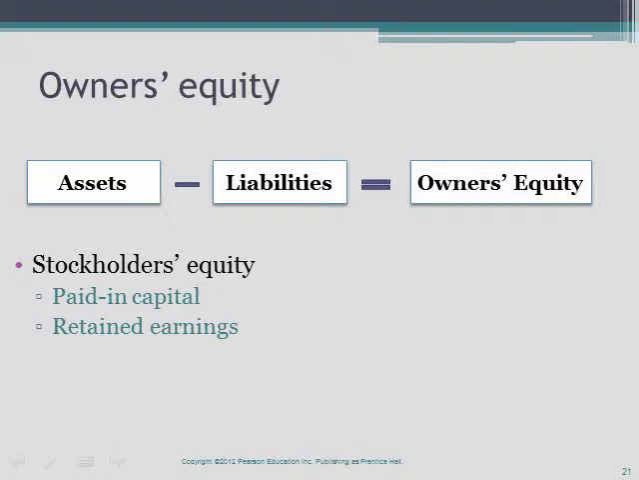Owner's equity of any business is its assets minus its liabilities. We can write the accounting equation to show that owner's equity is what's left over after we subtract liabilities from assets. A corporation's equity, called stockholders' equity, has two main parts, paid-in capital and retained earnings. And essentially what we're saying with owner's equity is that after we pay off all of the liabilities of the company and liquidate or sell all of the assets, whatever's left over belongs to the owners.